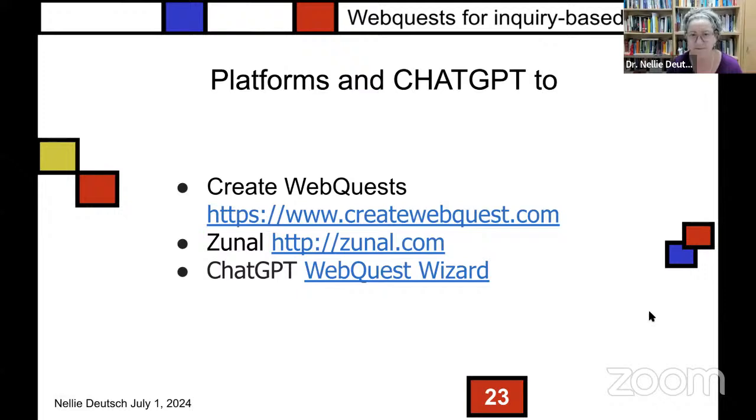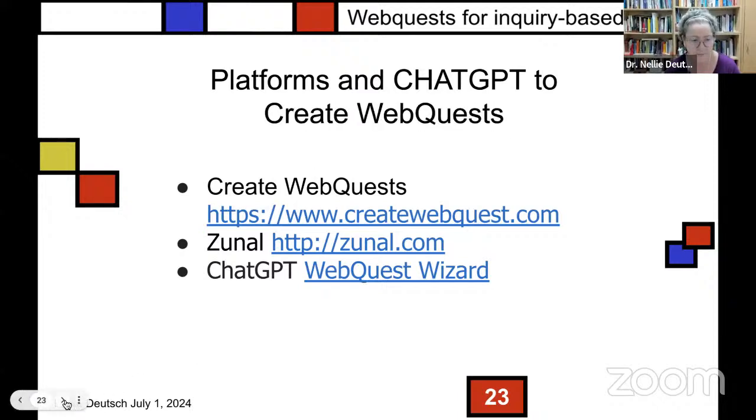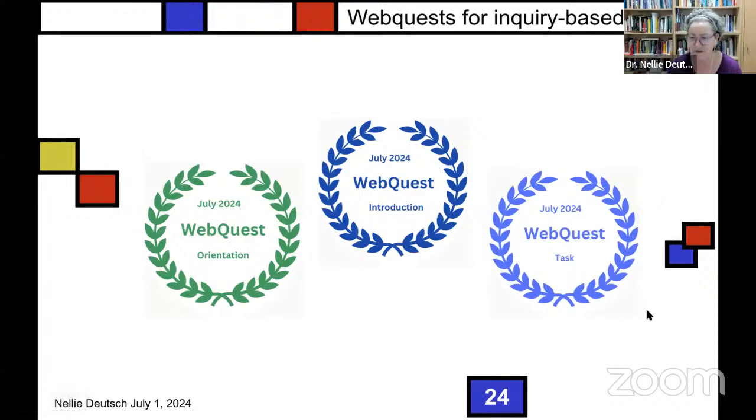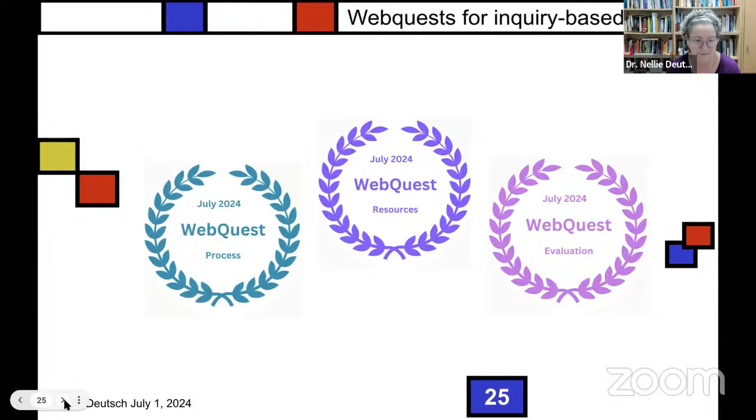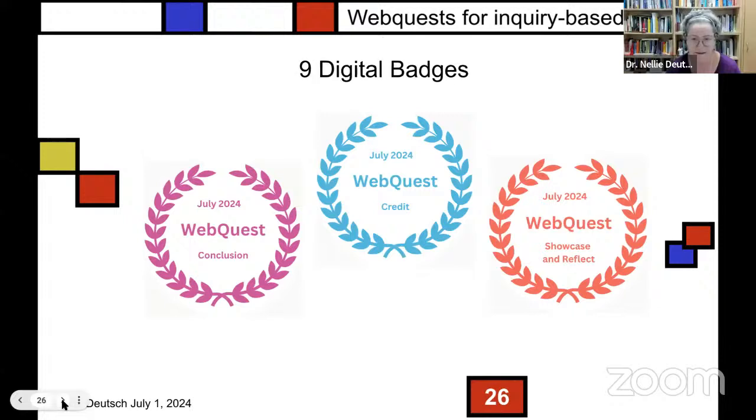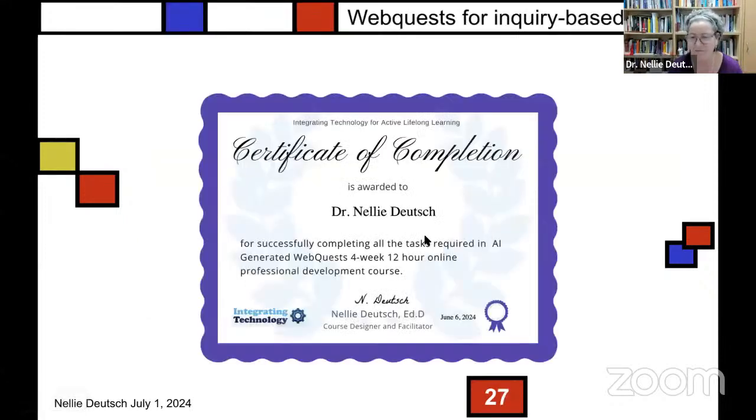And the platforms and ChatGPT. You'll be creating WebQuests using createwebquest.com, Zunal, and WebQuest Wizard. We'll be talking about that in week 1. And these are the badges. Notice how many. There's one for the orientation, one for the introduction, one for the task for each part, there are 9 altogether. So lots of badges. And of course, there's a date on them in different colors.